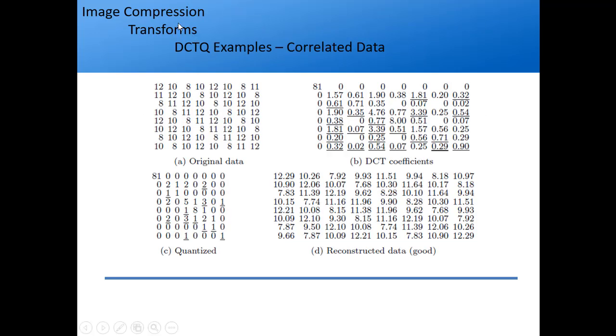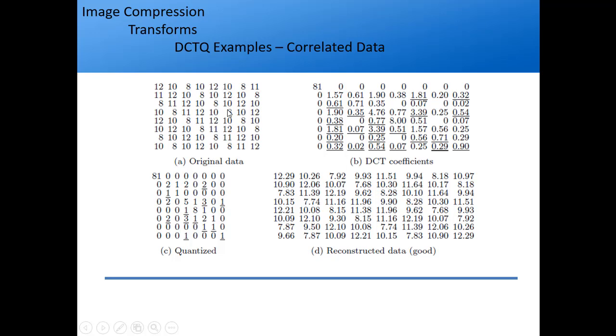Then we started the DCTQ examples. For correlated data, DCTQ is very good. This is the original data, which is correlated. We said there is a difference of 2 only here. Along the diagonal it is the same. Again there is a difference of 1 or 2 only here. Not much difference between the data. You see 8, 10, 12 and 11 are the only numbers occurring here. So this is correlated data.